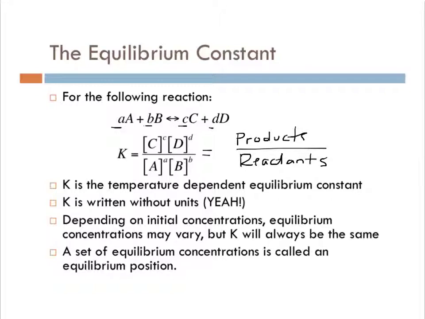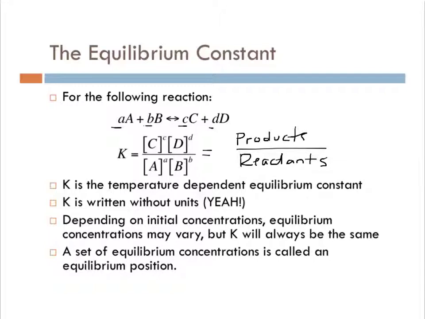In our K, because we have a concentration over a concentration, it is without units. So you guys can do these problems and not have to worry about, did I get the correct units? Such as with our k in the previous chapter, where you had to have the correct units for the constant k. Now there are no units for this capital K.